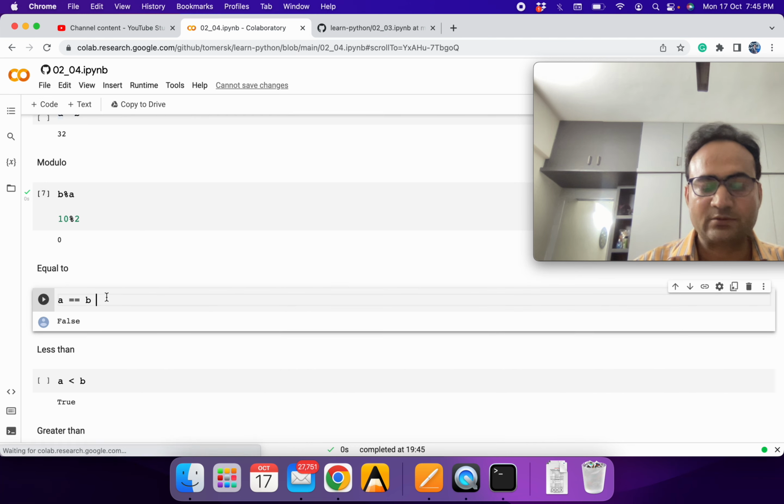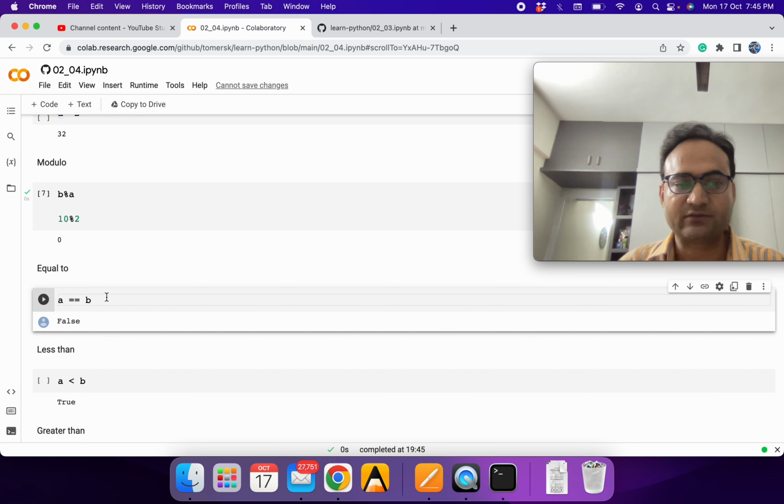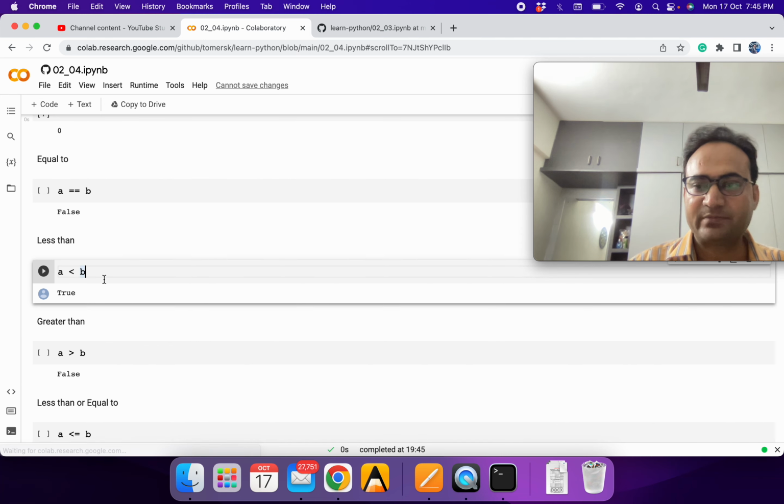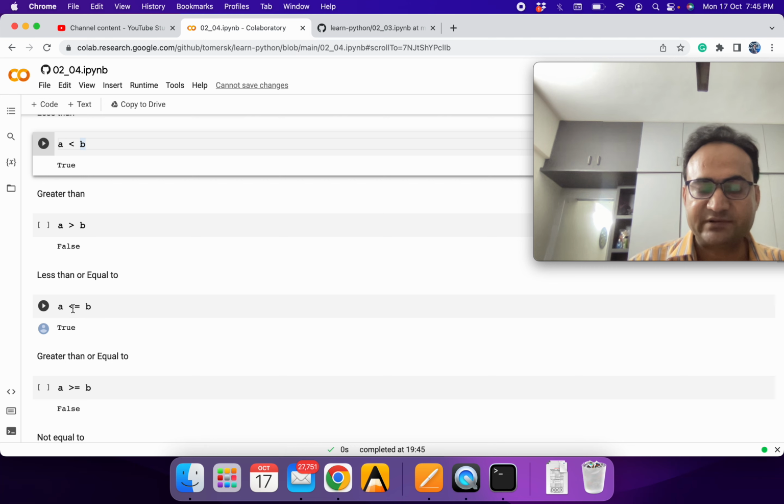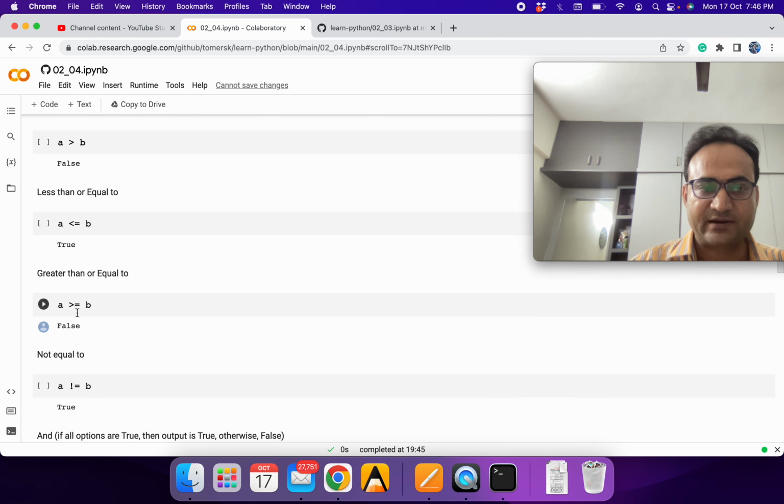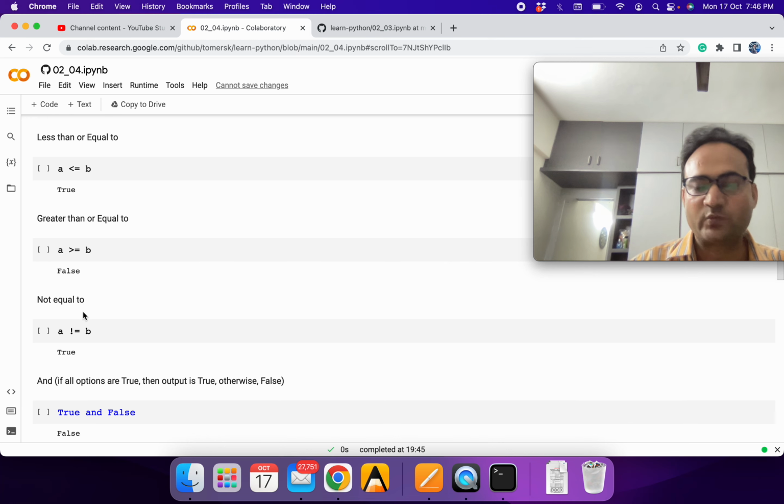Then, to test a condition, we can use the equal sign two times, and it will give you output in the binary format, like true or false. We can try less than symbol, greater than symbol. We can use less than or equal to in this way, greater than or equal to in this way. And this means a is not equal to b. If we have two equals, it means equal to; if we have an exclamation mark and equal to, it means not equal to. And we know we have defined a is not equal to b, so we are getting true as the output.